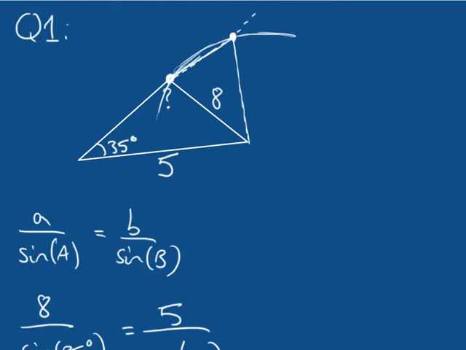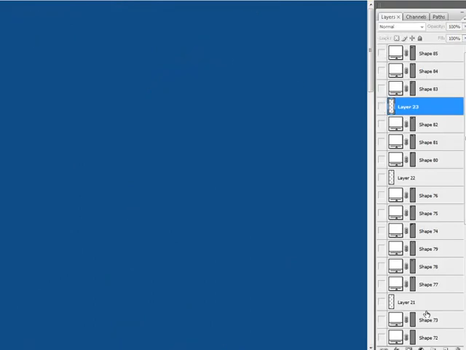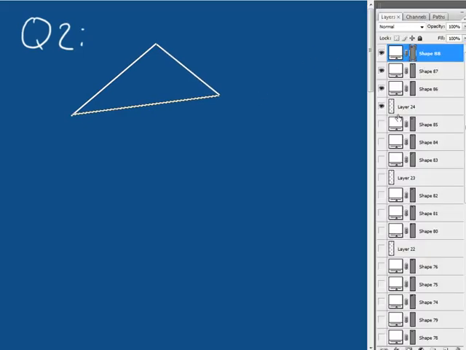Alright, so keeping that in mind, here's another question for you to attempt to solve. I'm going to bring up a clean whiteboard. And this is question 2, the final question of this video. We're going to have a triangle. So let's draw a triangle. And we know some information about this triangle.